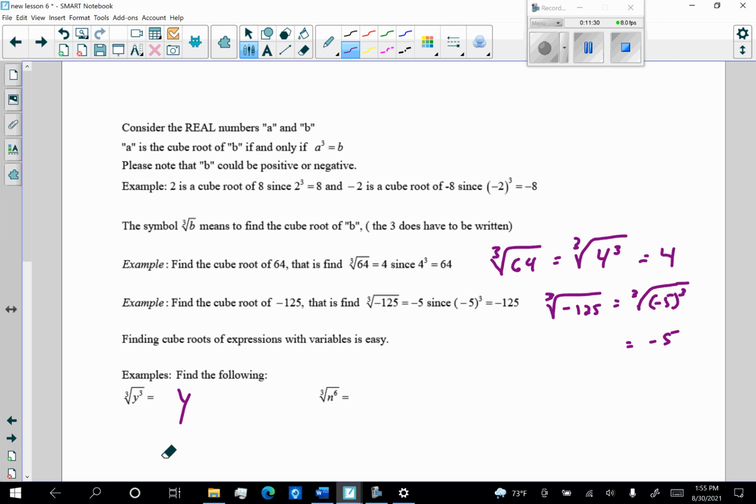What cubed is n to the 6th? Pause the video. So I have the cube root of n to the 6th, which is the same as the cube root of n squared, cubed, so therefore that is n squared.